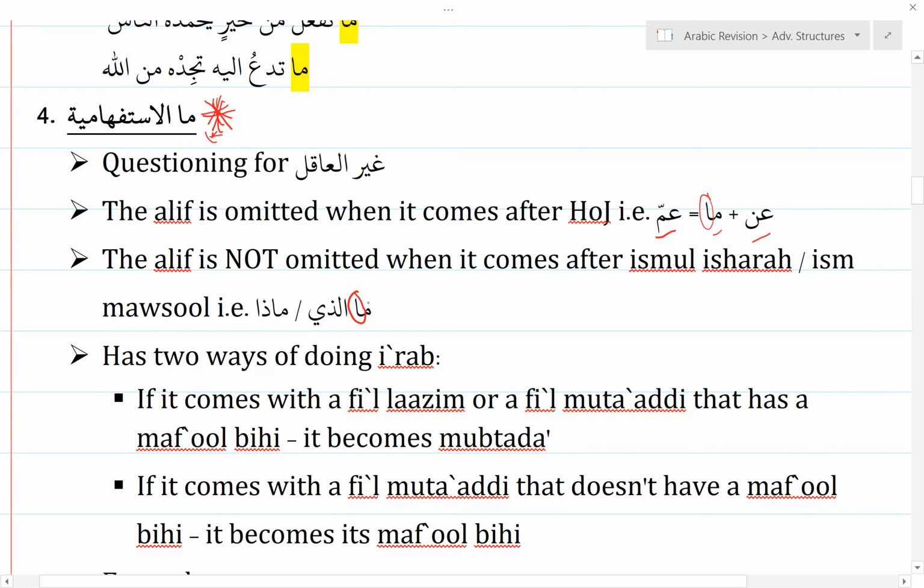So maybe somebody is trying to say something, and they want to say this ma, this question, as the maf'ul bihi, but they cannot say it after. They have to say it before. Like I cannot say kataba ma, like he wrote what. That's not sound in Arabic. Even in English, basically, you cannot say he wrote what. So in that same sense, you say what did he write, and then the what becomes the maf'ul bihi. Okay, good.